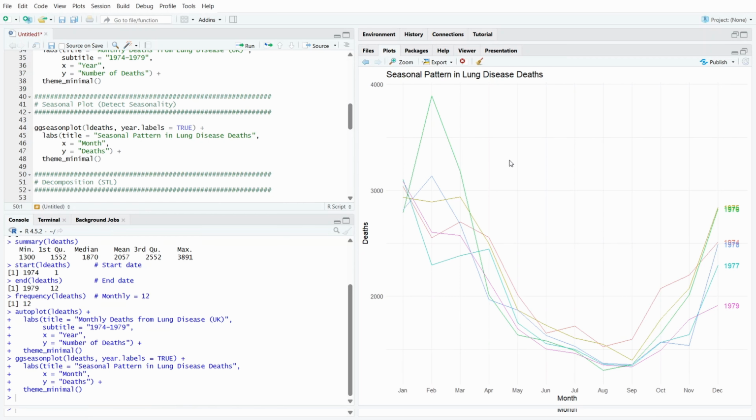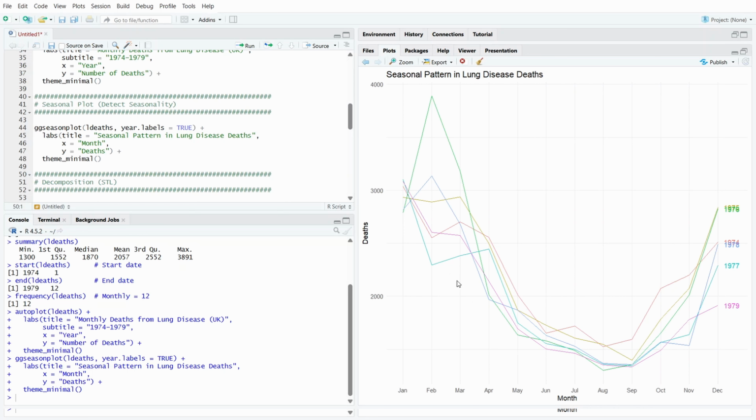Now we're looking at the data in a slightly different but very powerful way. Instead of showing time continuously, this chart reorganizes the same information by month of the year, with a separate line for each year from 1974 to 1979. Think of it like stacking all the years on top of each other so we can directly compare January to January, February to February, and so on. The story here is even clearer.